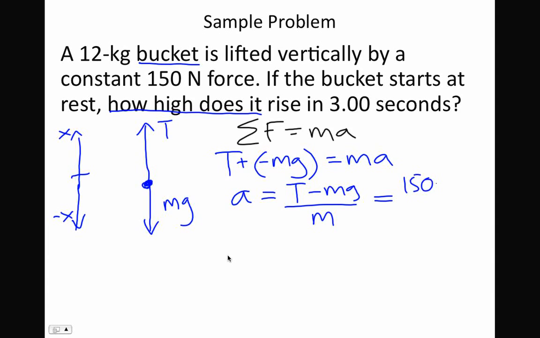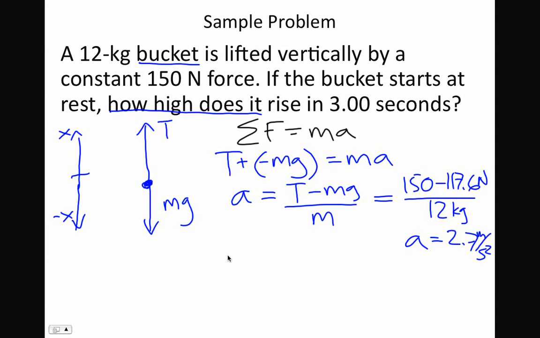Let me just make sure. So it's 150 minus mg is 117.6, right? It's not 12. 12 is the mass, times 9.8 is 117.6 over the mass 12. So these are newtons and those are kilograms. So what we get is an acceleration of 2.7 meters per second squared.